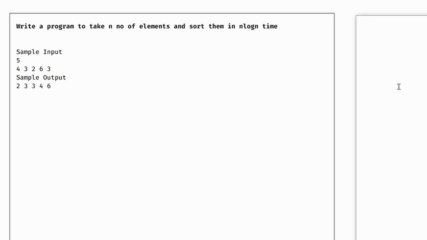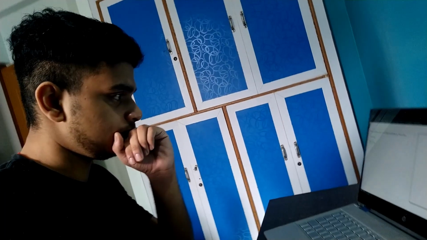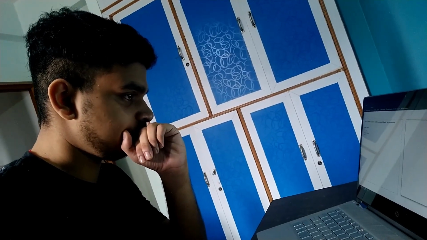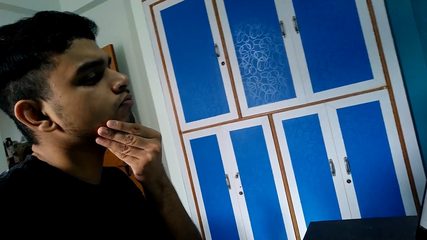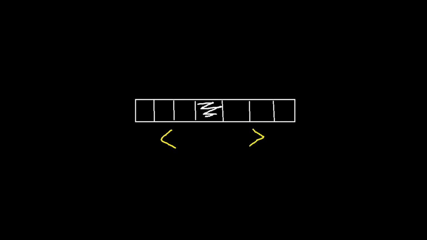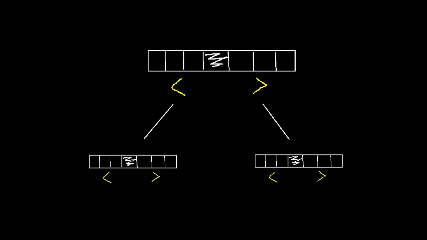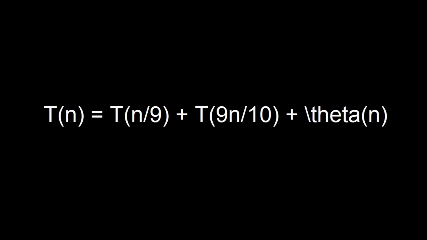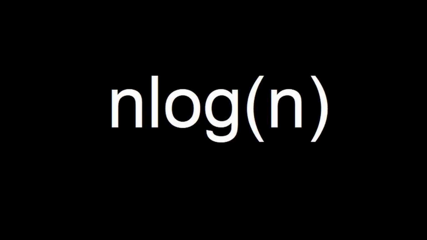Alright, next question. Program to take n number of elements and sort them in n log n time. Whoa, that is a big jump from the last question. Well, if we have to sort in n log n time, the only way I see it is quicksort. Quicksort, selecting a pivot element which is to be placed in the correct order where terms behind it are lesser and ahead are bigger. Then partition into two halves and repeat the process over and over again. Using Master's theorem, the time complexity is n log n.